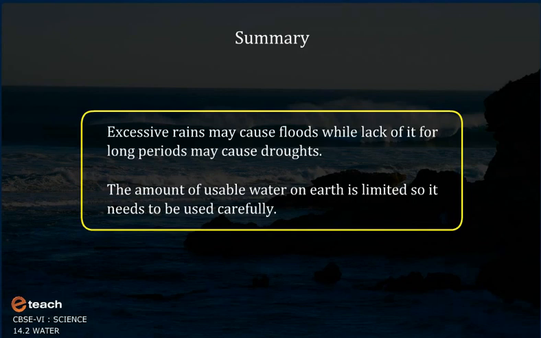Summary: excessive rains may cause floods, while lack of it for long periods may cause droughts. The amount of usable water on earth is limited, so it needs to be used carefully.